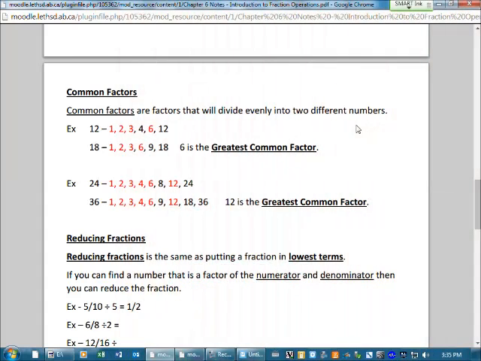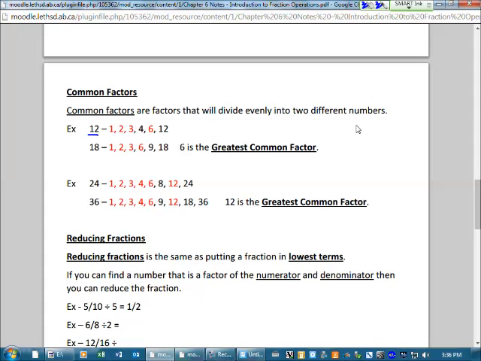Okay, the next little section that we're going to tackle is common factors. Now, for kids in grade 7, this is not a new concept, so I'm going to go over things, well, not like it's your first time anyways. So common factors, the word common means same, okay? So when we're identifying common factors, we're identifying factors that are factors of more than one number. And we're usually comparing two different numbers, okay? So the definition is common factors are factors that will divide evenly into two different numbers, okay?